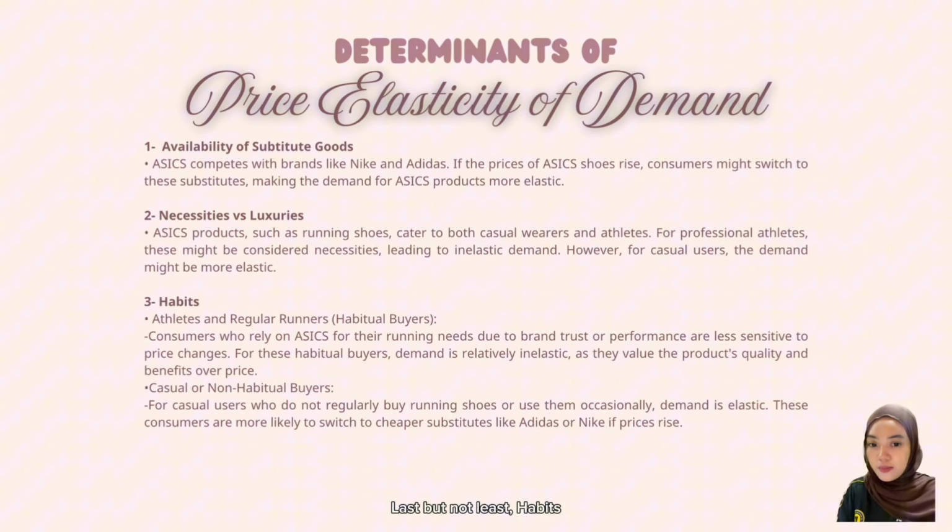Last but not least, habits. There are two types of buyers, which is habitual buyers and non-habitual buyers. Athletes and regular runners are considered habitual buyers. Consumers who rely on Asics for their running needs due to brand trust or performance are less sensitive to price changes. For these habitual buyers, demand is relatively inelastic as they value the product's quality and benefits over price.